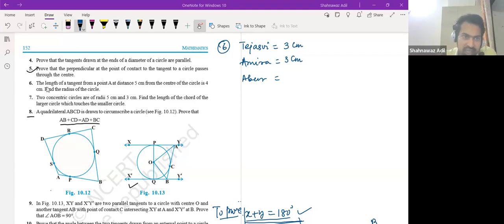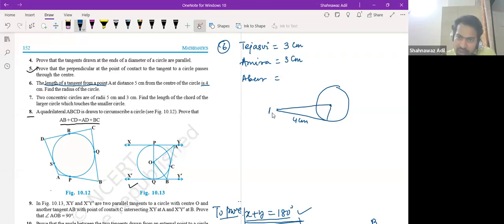So you see that the length of the tangent is 4 centimeter. So you have a point and this is 4 centimeter, right? And then you have this radius, and this point A is at how much distance? A is at a distance of 5 centimeter from the center. So from the center, this is 5 centimeters. So this would be 3, right? Yes, sir. So picture is important.